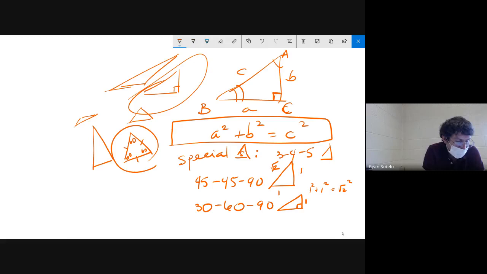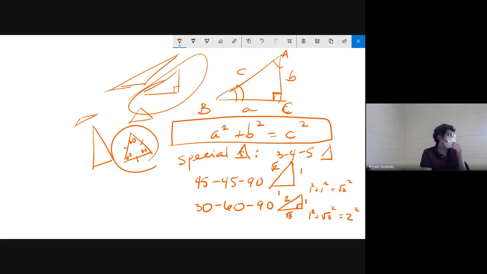These will have 1 for the smallest side, root 3 for the second largest side, the other leg, and 2 for the hypotenuse. And that fits the Pythagorean theorem because 1 squared makes 1, root 3 squared makes 3, and 1 plus 3 makes 4, which is 2 squared.